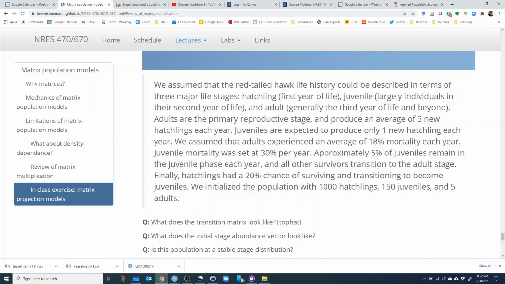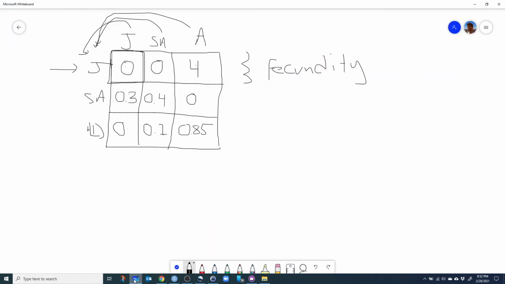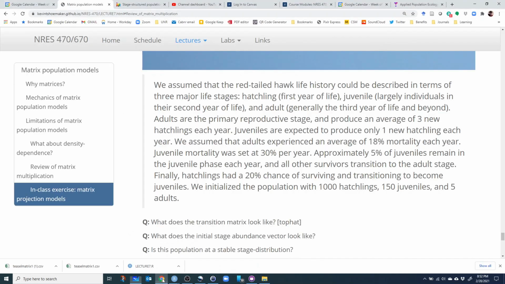So this is written like a method section in a peer-reviewed paper, and you're asked to take this information and try to make a transition matrix. We have 3 life stages, so it's going to be a 3 by 3 transition matrix, just like we did earlier here. And try to take the information in this paragraph and translate it into a transition matrix.